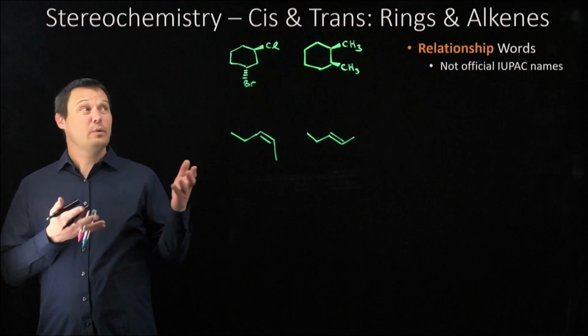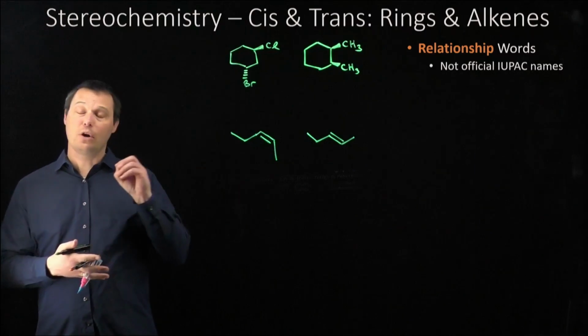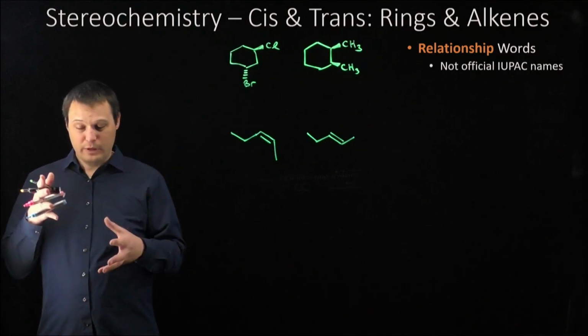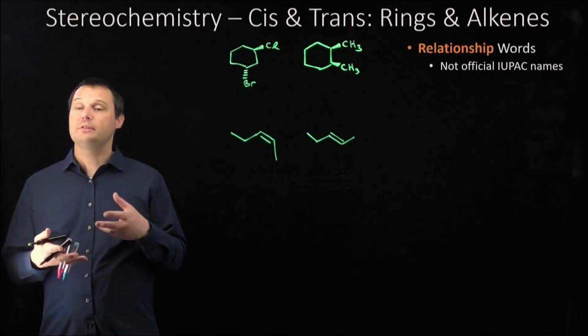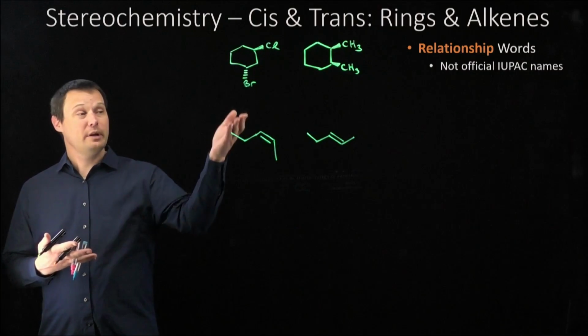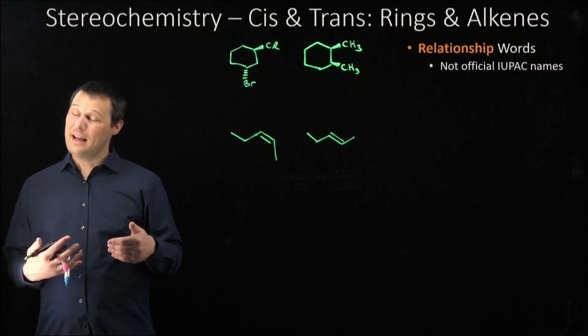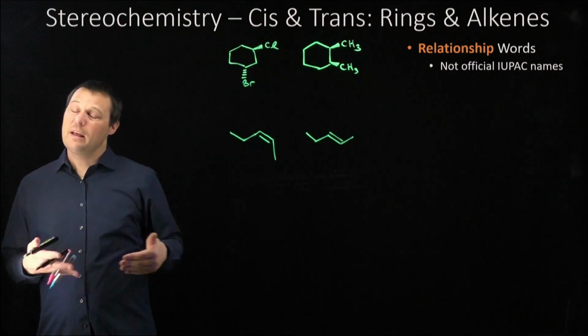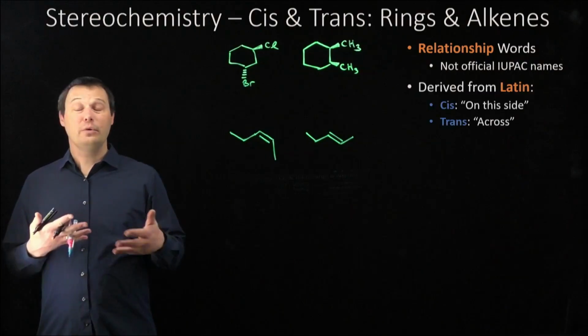The big picture takeaway for this video is that cis and trans are relationship words. They describe the relationship between two groups positioned on a molecule, how those groups are oriented relative to each other across a ring or across a double bond. These are not official IUPAC names, and I'll show you later where that matters. Here's the only definition that you need.